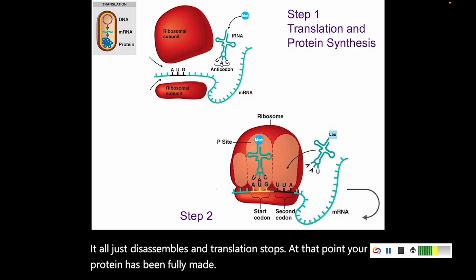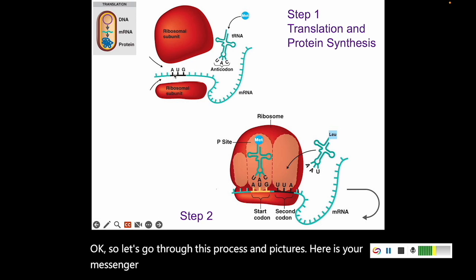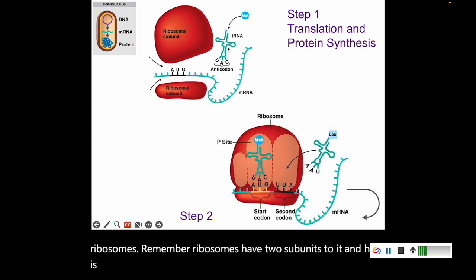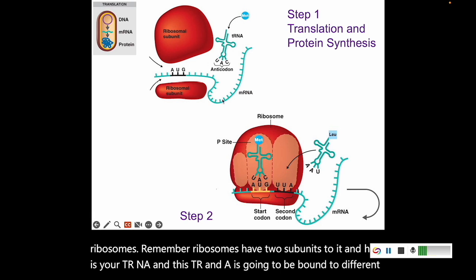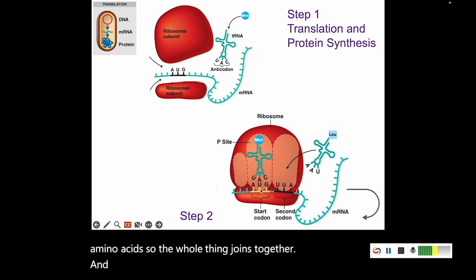Okay, so let's go through this process in pictures. Here is your messenger RNA. Here's its nice start codon, AUG. Here's your ribosomes. Remember, ribosomes have 2 subunits to it. And here's your tRNA. And this tRNA is going to be bound to different amino acids. So the whole thing joins together. And here's our start codon, AUG. So this tRNA has the anticodon, binds to it, brings in methionine.